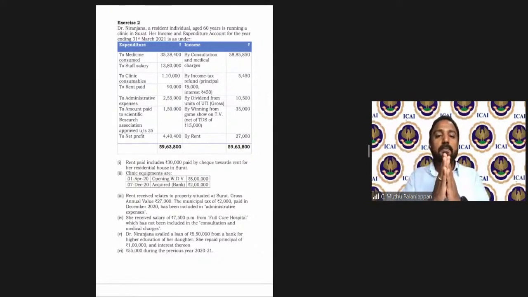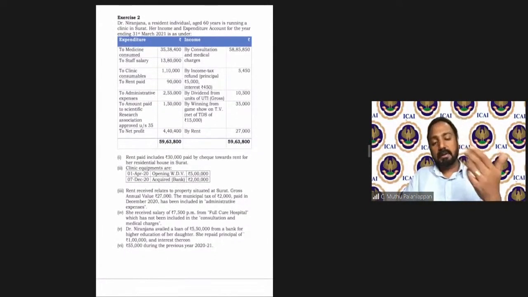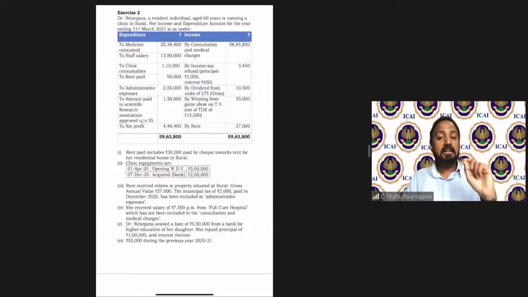In this question, again, if you see, the person is a senior citizen because she is a resident and 60 years. In the table below, you have expenditure and you have income. In this income, you have consultation and medical charges, which is basically clinic income. So whatever is clinic income is given as your income. And then she has an income tax refund. In income tax refund, there are two components. One is whatever tax you paid, that is your principal amount, and the other is interest on income tax. The principal amount is nothing but whatever you have paid, you are getting back. So that is not an income. It is only getting back the excess tax paid. But interest income is an income under income from other sources.